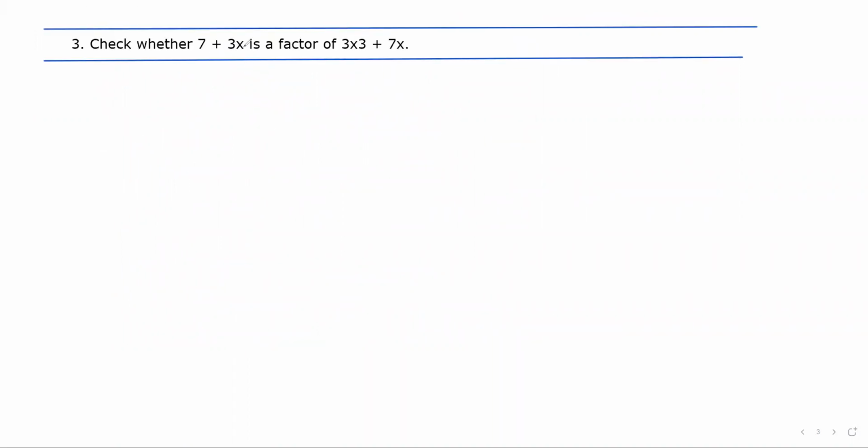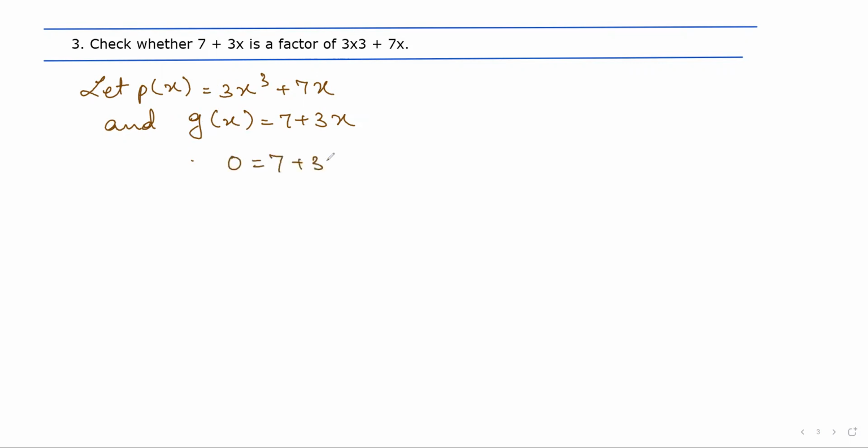Check whether 7 plus 3x is a factor of 3x cubed plus 7x. So let p of x is equal to 3x cubed plus 7x, and g of x is equal to 7 plus 3x. Now something is a factor of the other if the remainder is 0. By using the remainder theorem, we'll calculate the remainder first. So g of x is to be equated with 0, so your x becomes minus 7 upon 3. Calculate p of minus 7 upon 3 to get the remainder.